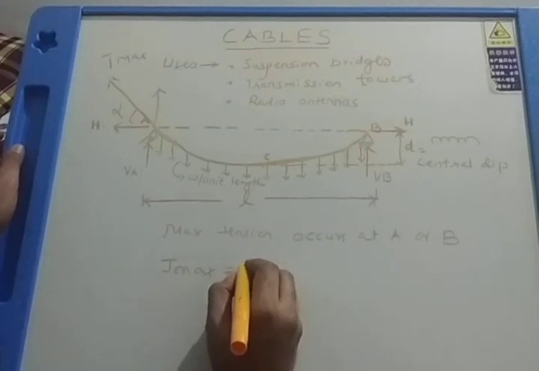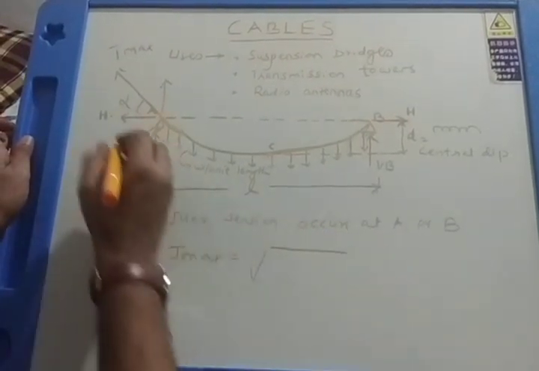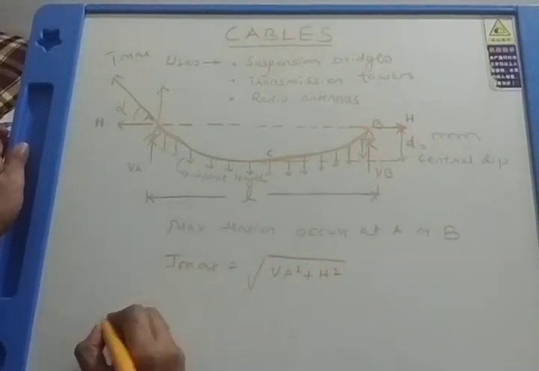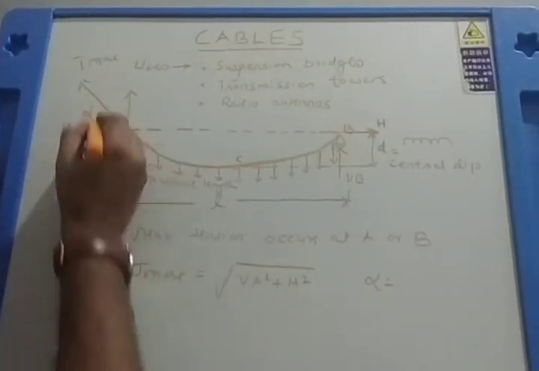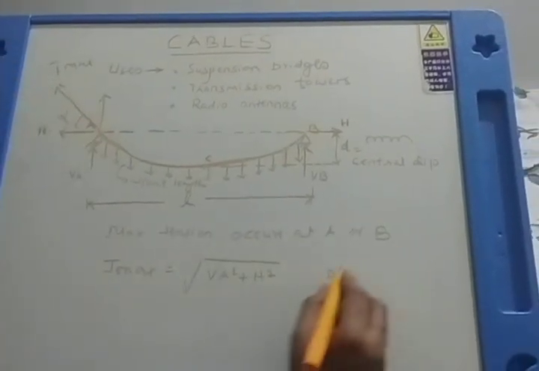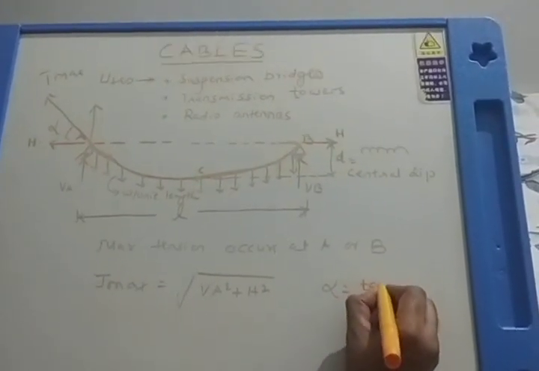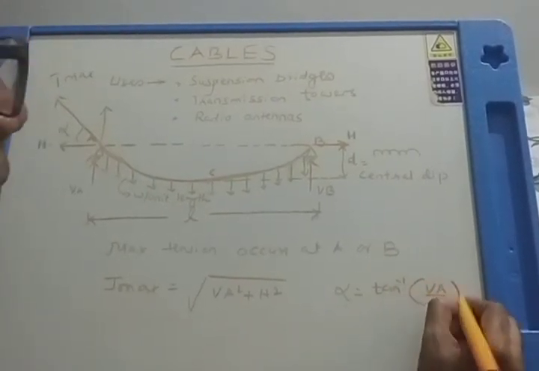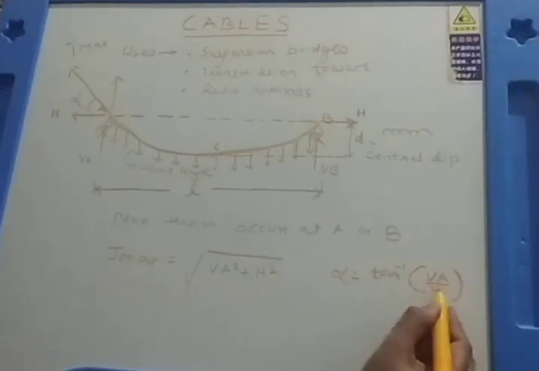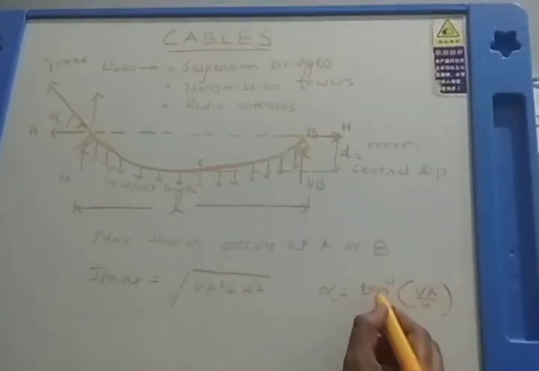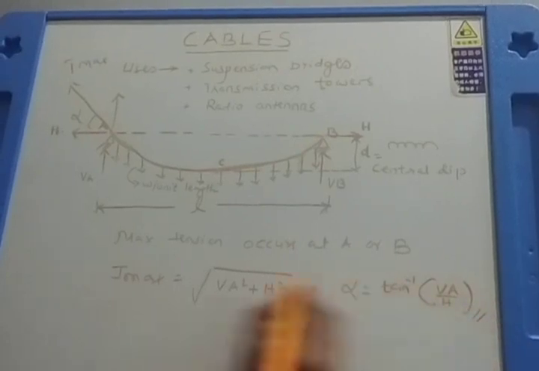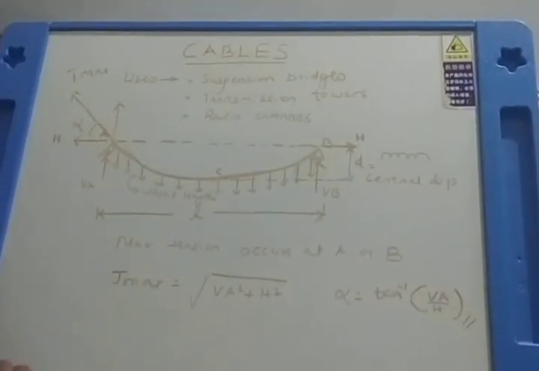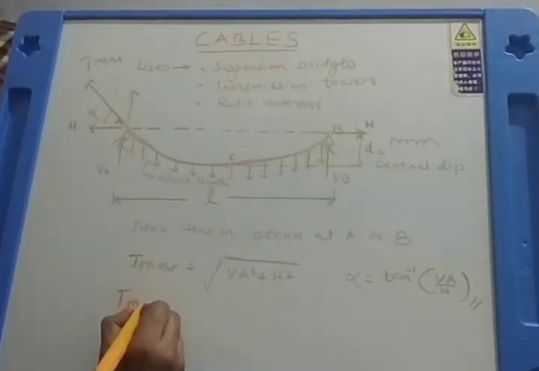So T max is equal to square root of VA square plus H square, and alpha, the angle of the maximum tension with reference to horizontal, is equal to tan inverse of VA by H. This tan alpha is equal to VA by H, and this is very important. So this is T max. Always it occurs at the supports. Keep this in mind.